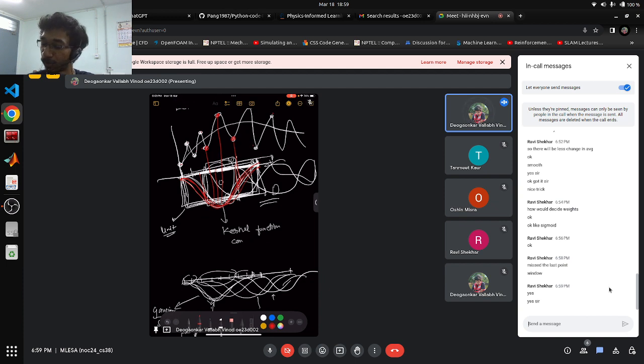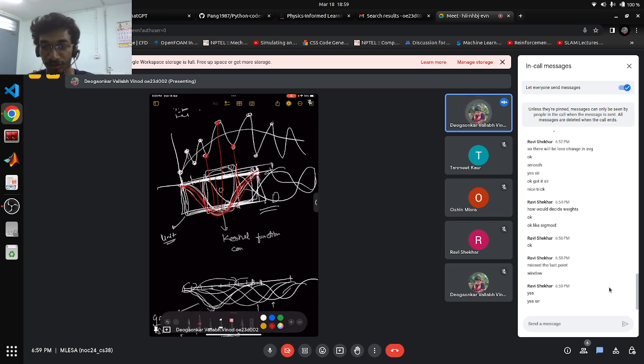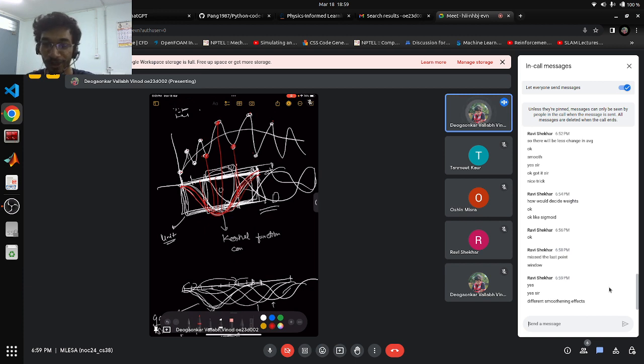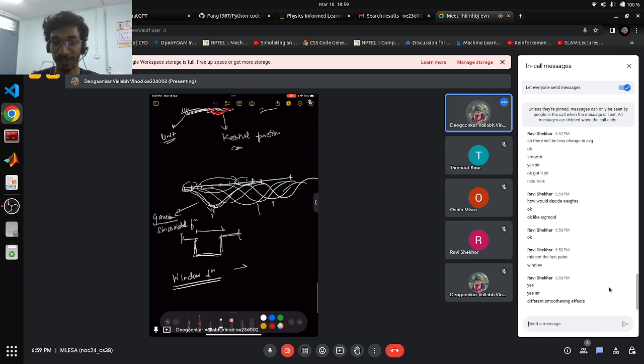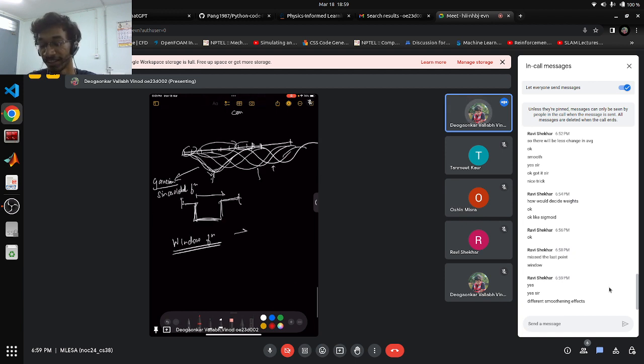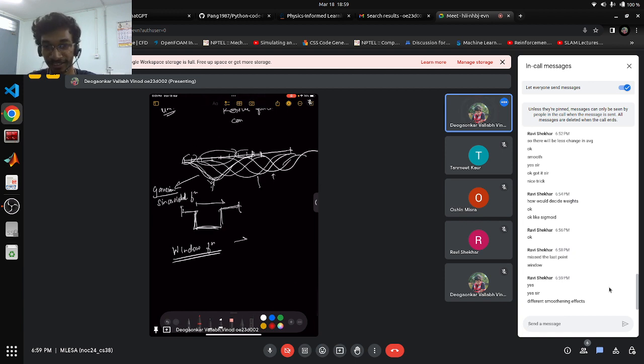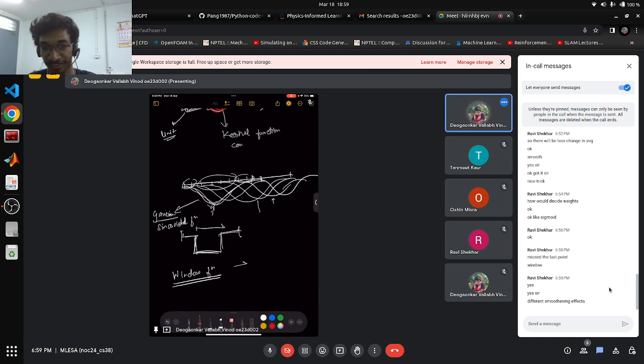So choosing a different function will ensure that I get a different sort of behavior on the output. Now my goal has probably changed. Different smoothing effects, correct? Exactly. So by choosing a different function, I will get a different type of smoothing effect, and depending on my function, the output will look different.